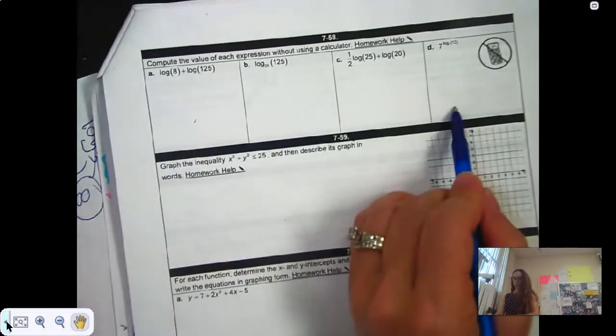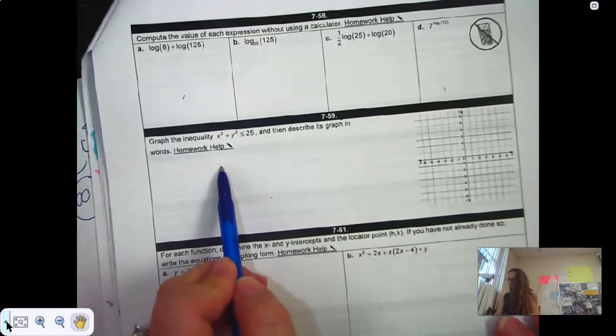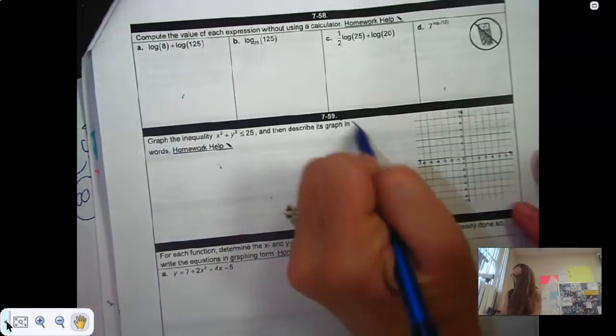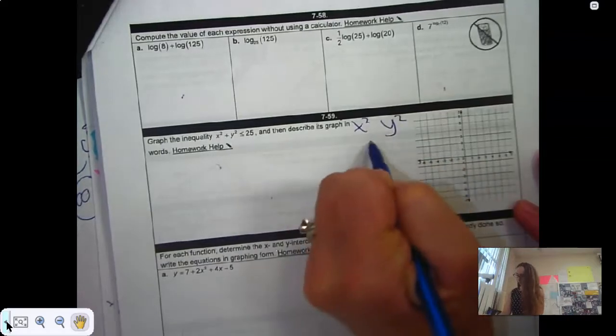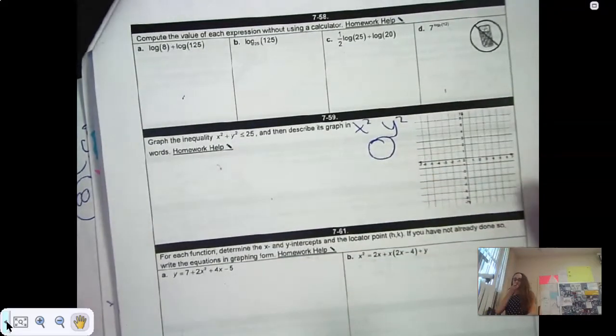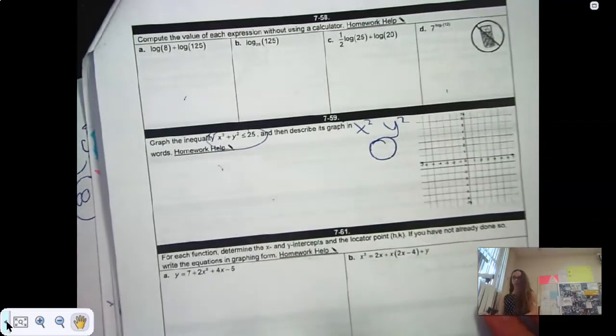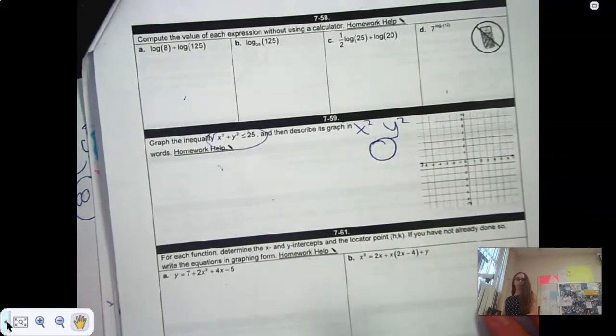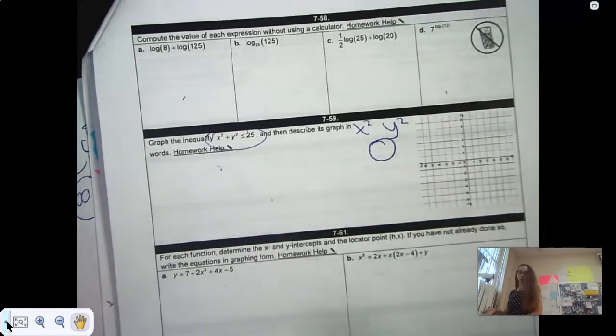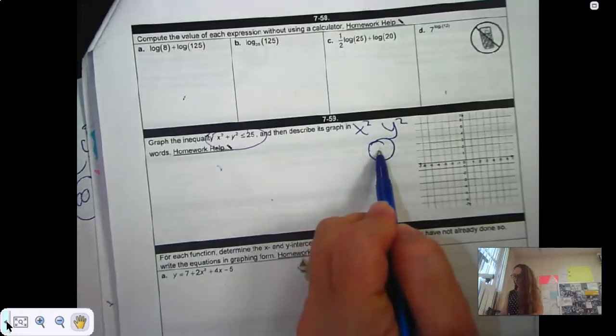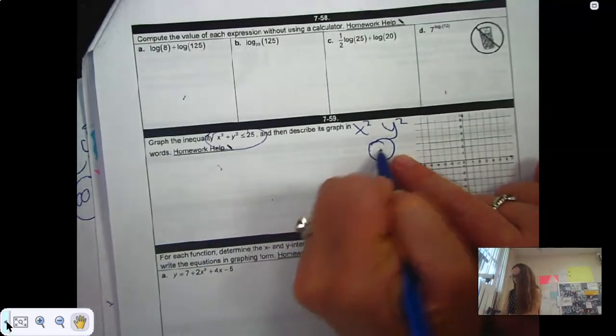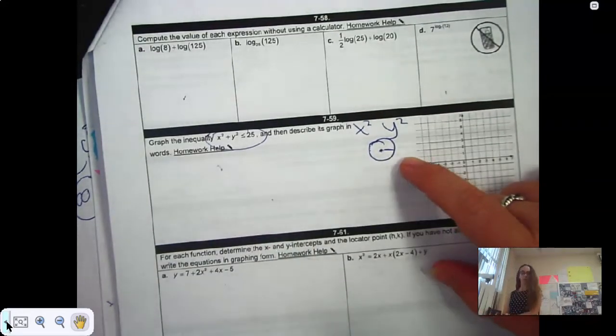Dot, dot, dot. This one, just a review of simplifying logs. This one, let me remind you, if this is squared and this is squared, it's going to make a circle. Now, if you're stuck, you don't know what to do, you can always take this, graph it, and put it into Desmos. But I want you to try not to do that. Remember, with a circle, what are the important things? The center and the radius.